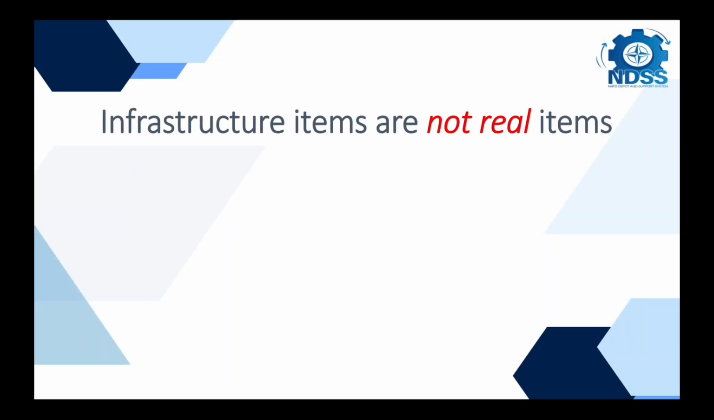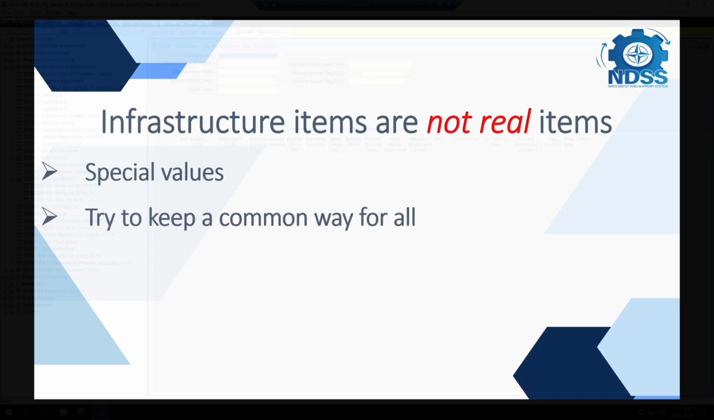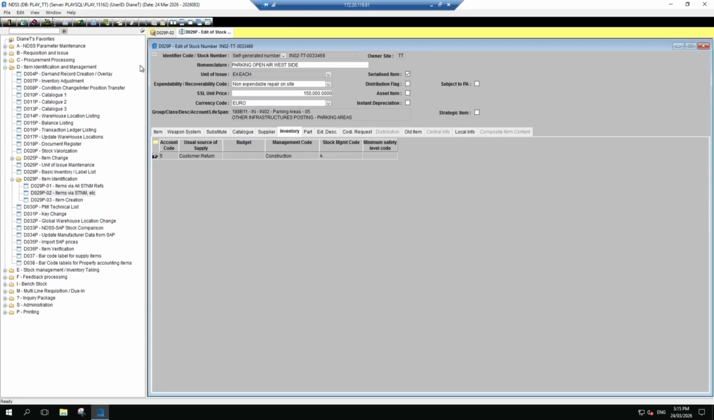At this point, it is important to understand that infrastructure items are not real items, which is why we use special values for the part number, the manufacturer, the source of supply, and so on. We recommend to try to keep a common way for all infrastructure elements. Fill in as your system allows you to, and then save. And move on to the Part tab.